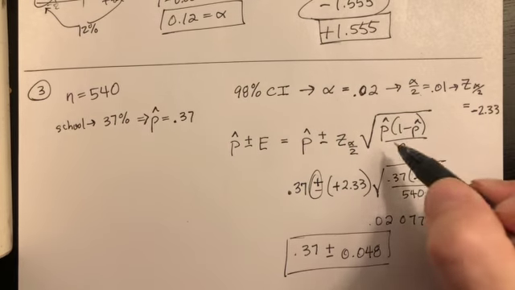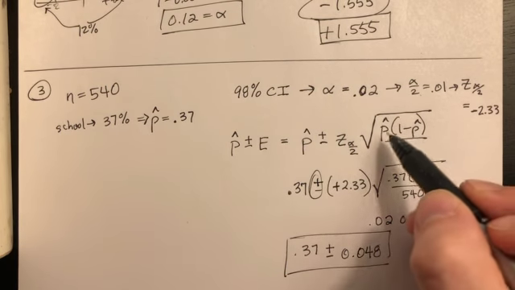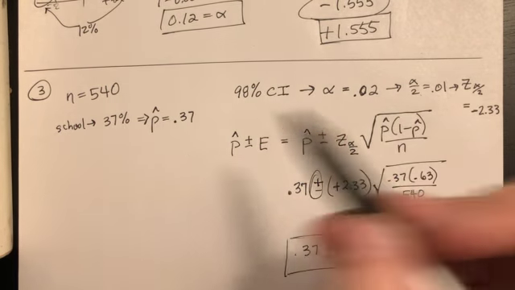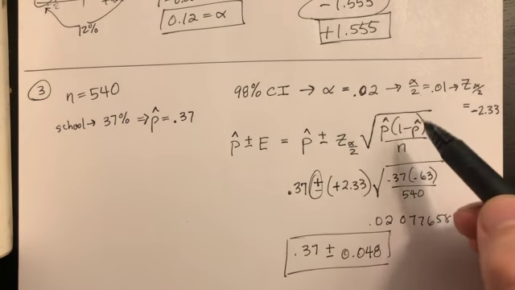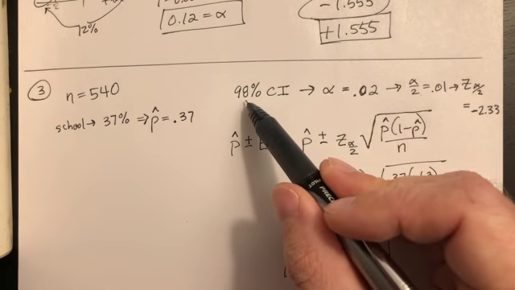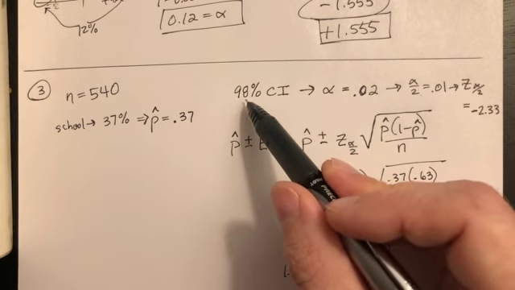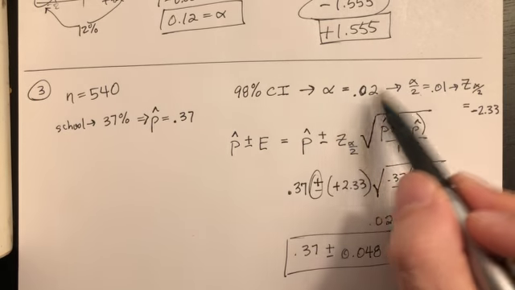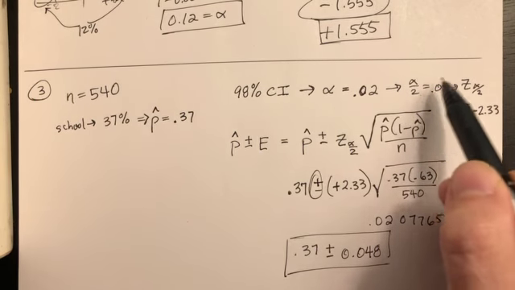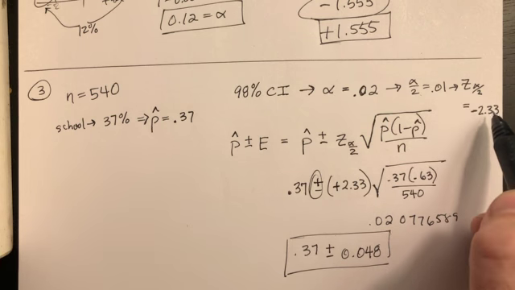So yeah, the formula looks a little daunting, but it's just plug in these numbers. P hat's 0.37, that's 37%. And then alpha comes from the 98%. You know, subtract from 100, move the decimal. And then you divide it by 2. And then you find this number in the chart to see what z-score goes with it.